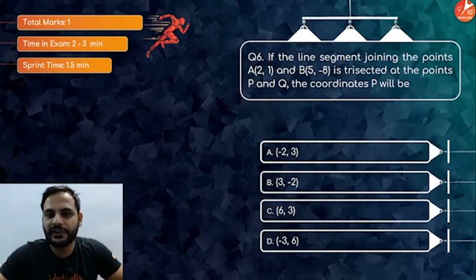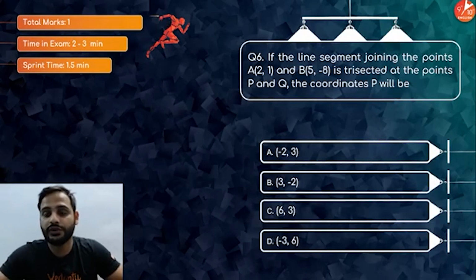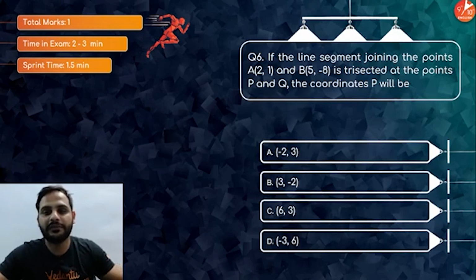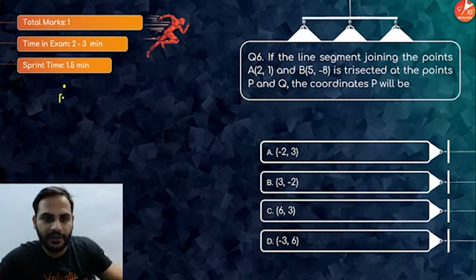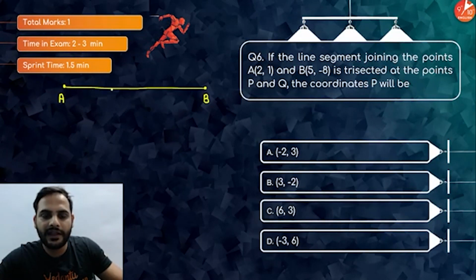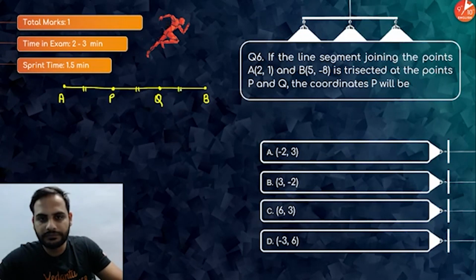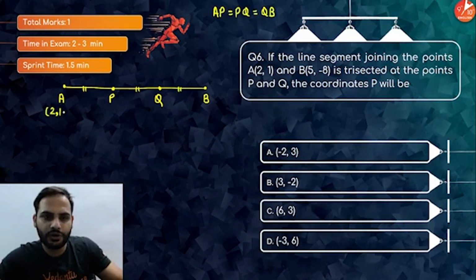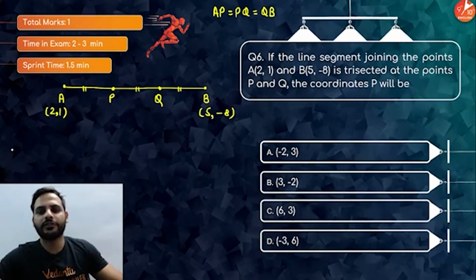If the line segment joining the points A and B is trisected at the points P and Q, the coordinates of the point P will be... Now what they are saying is that A is here and B is over here, and they are trisected by P and Q. Trisected means dividing it into 3 equal parts. AP is equal to PQ is equal to QB. The coordinate of A is 2, 1. The coordinate of B is 5, minus 8. Find the coordinates of P.